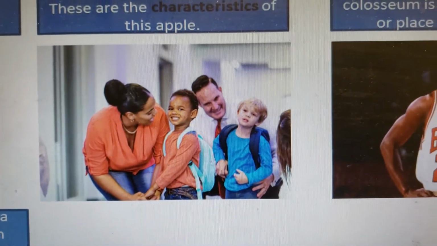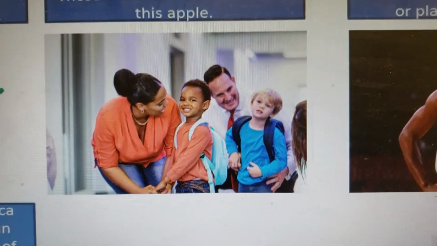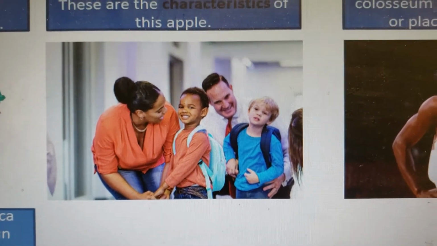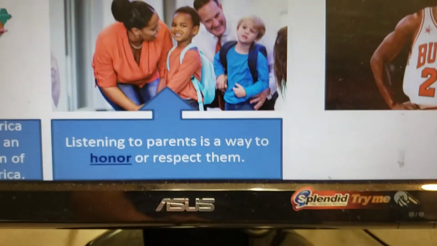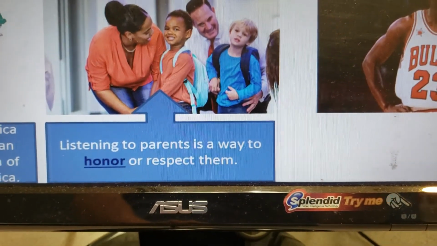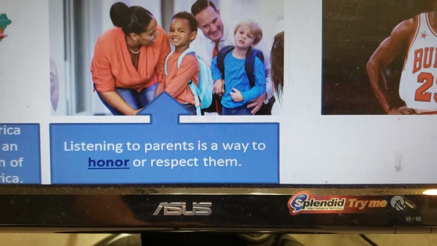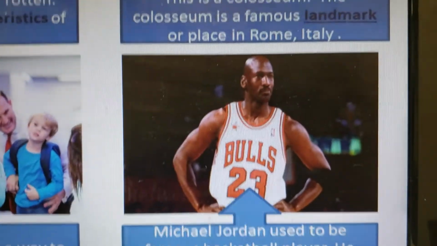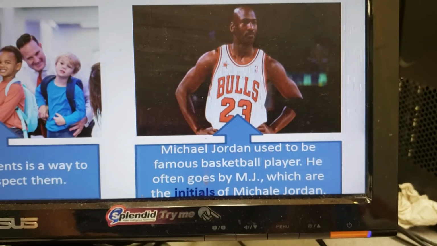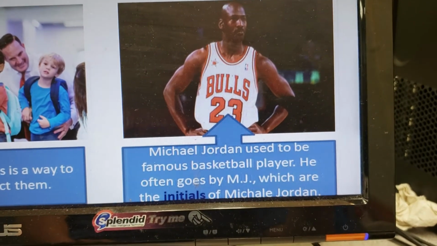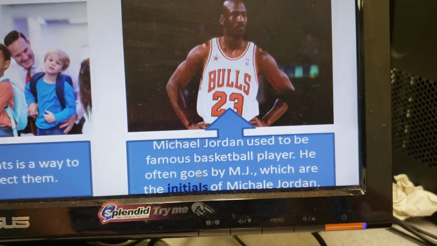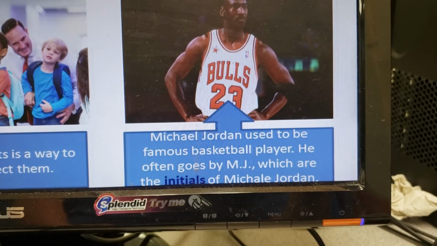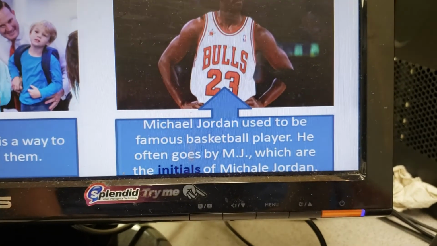Next, you see two parents and two children. So the children often listen to their parents. Listening to parents is a way to honor or respect them. This is Michael Jordan, and Michael Jordan is a famous basketball player. He often goes by MJ, which are the initials of Michael Jordan.